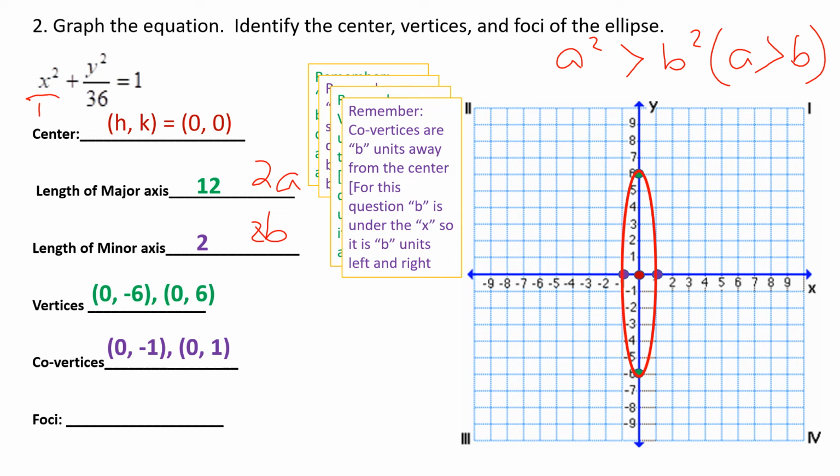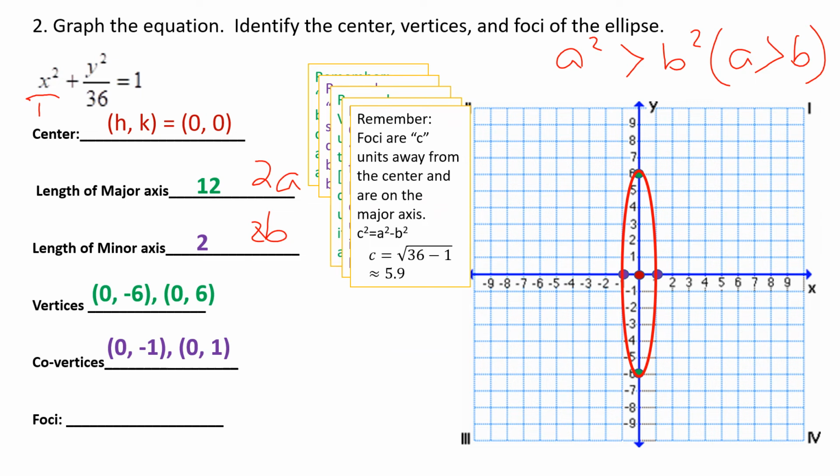I still need to find the foci of the ellipse. To find the foci, they're c units from the center, and you use the equation c squared is equal to a squared minus b squared. So c will be root 35. So you're going to go up root 35, which is about 5.9, and you go down root 35, and you put the foci.